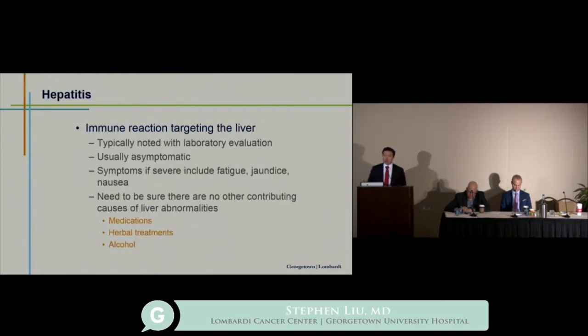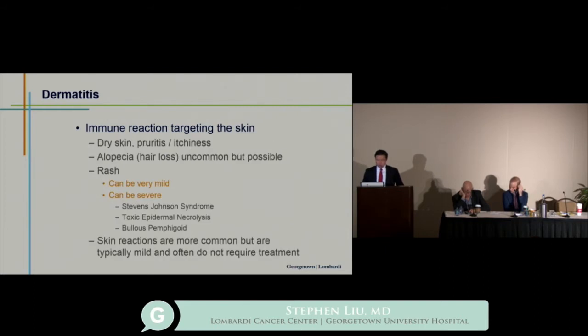Hepatitis is an immune reaction targeting the liver. This is typically noted with a laboratory evaluation and is often asymptomatic. This is something I would call a paper toxicity, where I will see it on paper before a patient will notice it. But if severe, it can cause fatigue, jaundice, nausea. We need to be sure that there are no other contributing causes of liver abnormalities, such as other medicines, herbal medications, alcohol, and so it's important that we provide that history to the treating doctor.